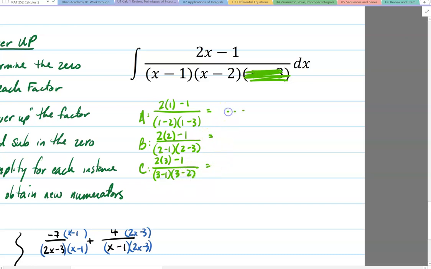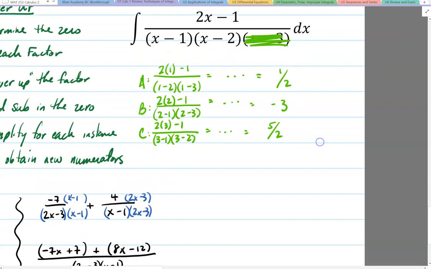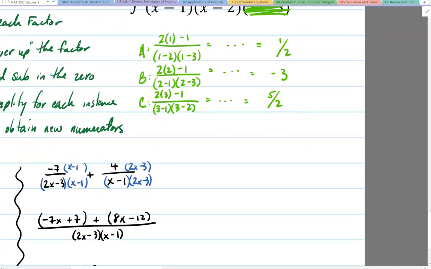And in each of these cases, you can take the time to simplify them on your own. But in the interest of time, I'm just going to show the solutions here. I think for A, we end up getting 1/2. For B, we get -3. And for C, we get 5/2. This is based on work that I've done earlier, and I didn't double check these, so if you have the time, please check these on your own to verify that we've done the work correctly.